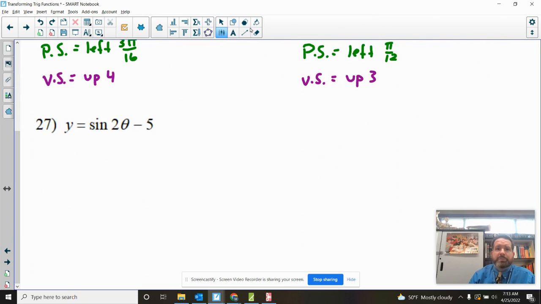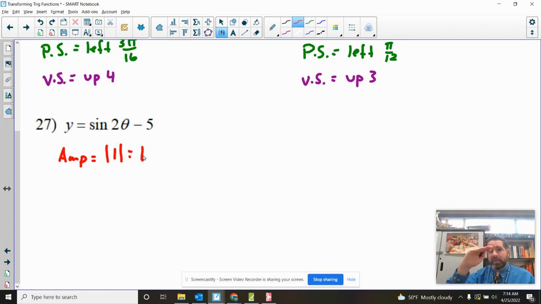And next for this one, let's see what we got. Amplitude. Now there's no number written in front of the sine function as a multiplier. That means it's a 1. So this will go up 1 and down 1 from the midline. For the period, no need to factor parentheses this time because there are no parentheses. So it's just going to be 2 pi over absolute value of 2. That's just 2 pi over 2 for a period of 1 pi. That's measuring how long for the cycle to repeat.